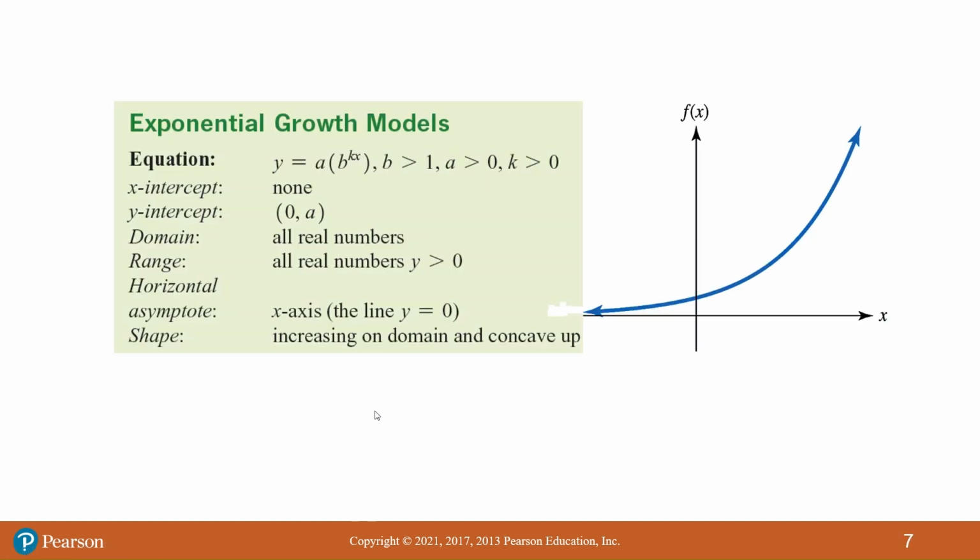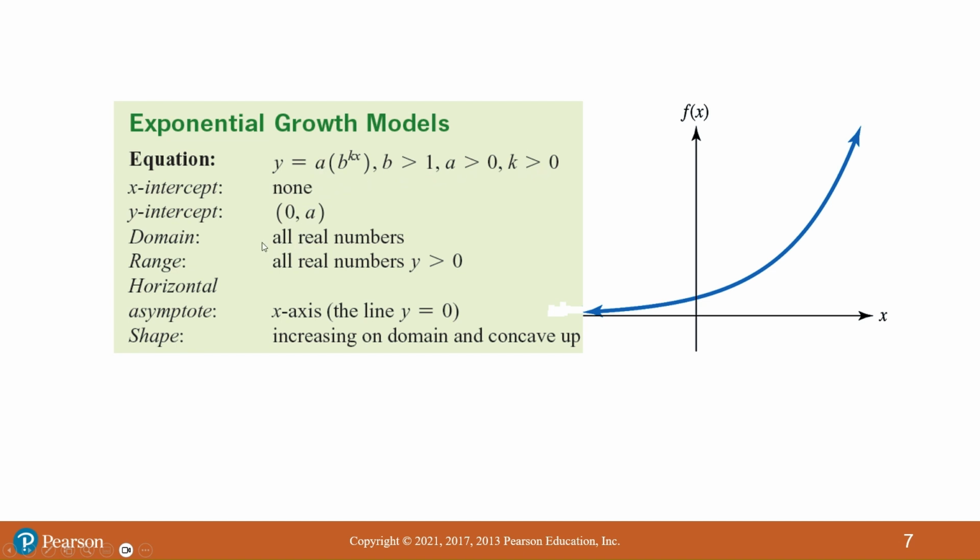Let's look at exponential growth models. So, y equals a times b raised to the kx. You can notice the change here. We're multiplying by a number on the outside and potentially on the inside. So a is multiplied on the outside, k is multiplied on the inside. b is still greater than 1, a is greater than 0, and k is greater than 0. We don't have an x-intercept, but we have adjusted our y-intercept to be (0, a). That 1 adjusted to an a on the outside.